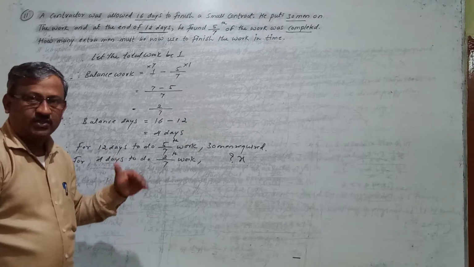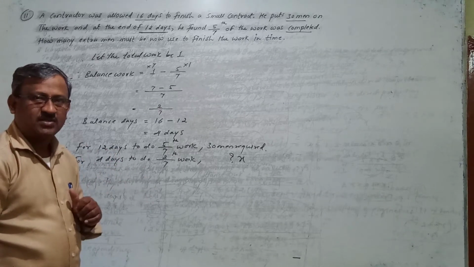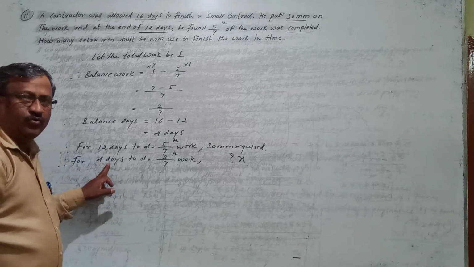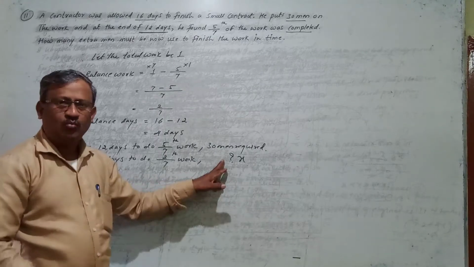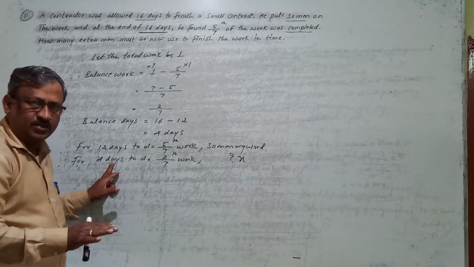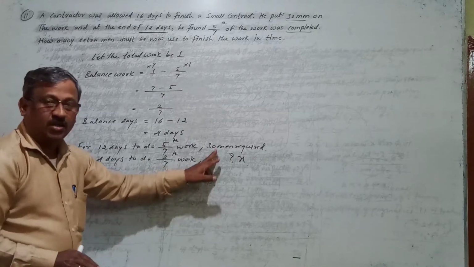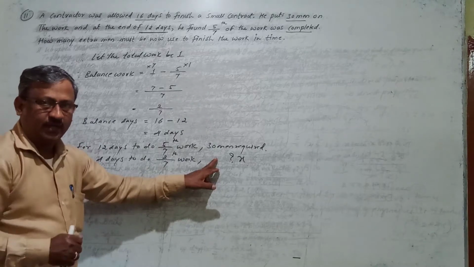In more number of days. If you want to complete the work in more number of days, definitely fewer persons are required. Here the number of days has decreased from 12 to 4. So if you want to complete that work in fewer days, definitely more men are required. As the number of days decreases, the number of men required to do the work increases.